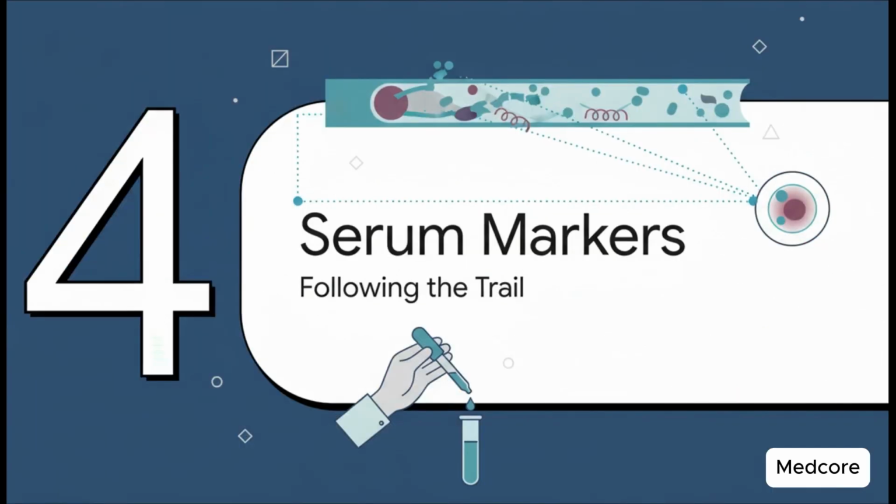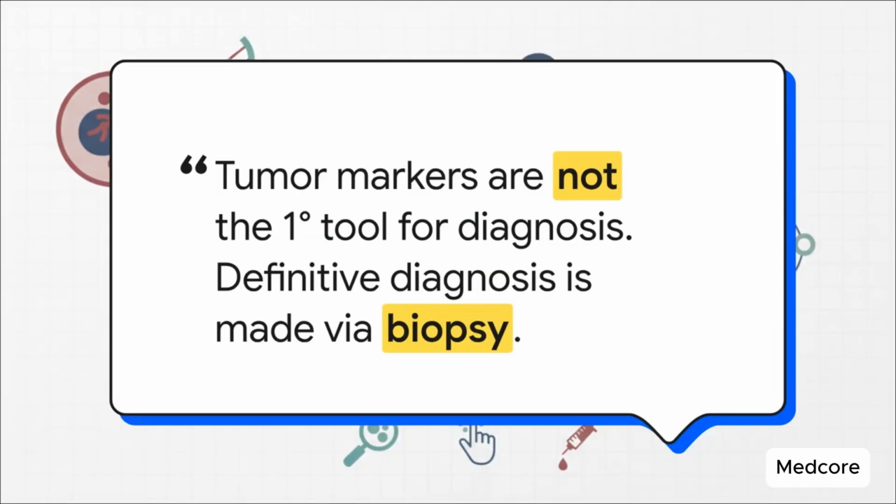So we've talked about the causes. Now, how do we actually start looking for cancer in a patient? Well, one of the first things we can do is look for clues in the blood. And that brings us to the super important topic of serum tumor markers. Okay, listen up, because this is probably the most critical clinical point of the day.